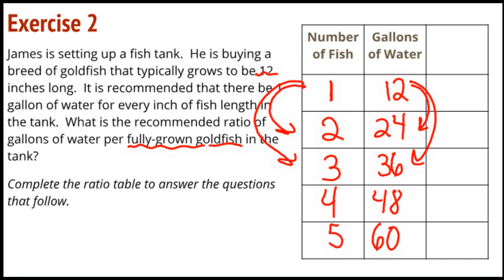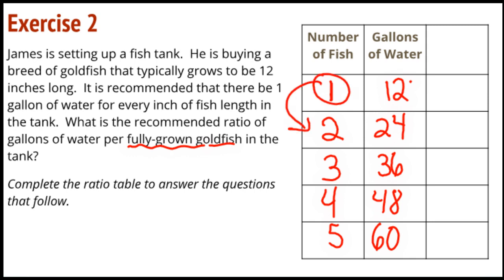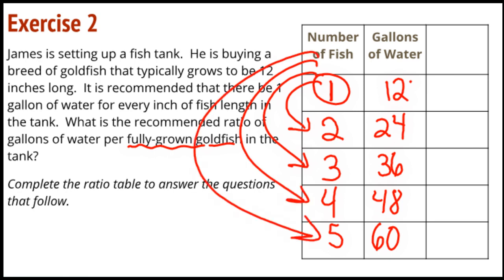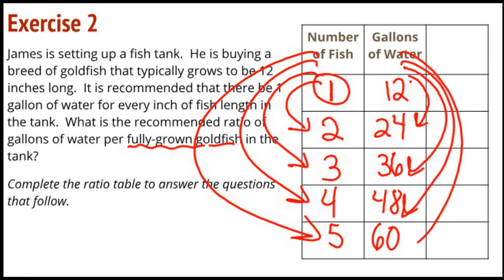Once again, this is scaling up. I have started with my original ratio, my ratio of 1 to 12, and I have multiplied both parts of the comparison by the same factor. The factor is the number they're multiplying by. I've multiplied by 2, 3, 4, and 5. And over here with the gallons, I've multiplied by 2, 3, 4, and 5. Scaling up.